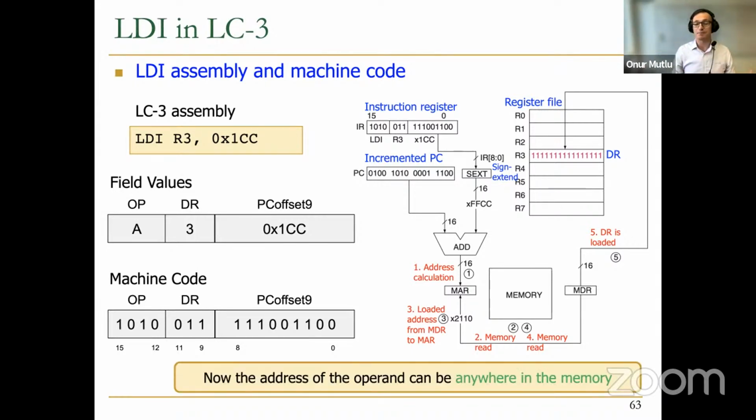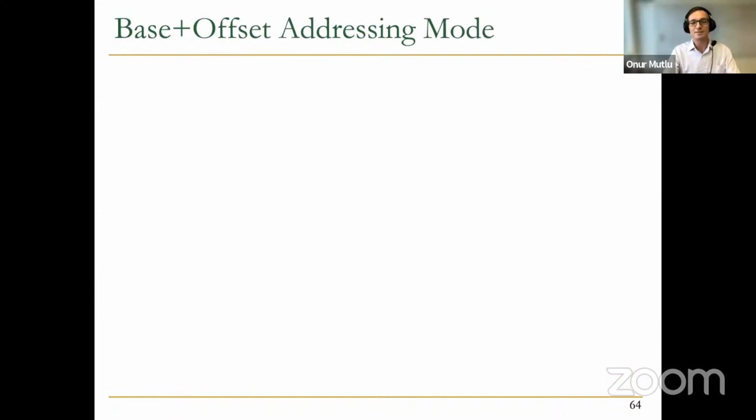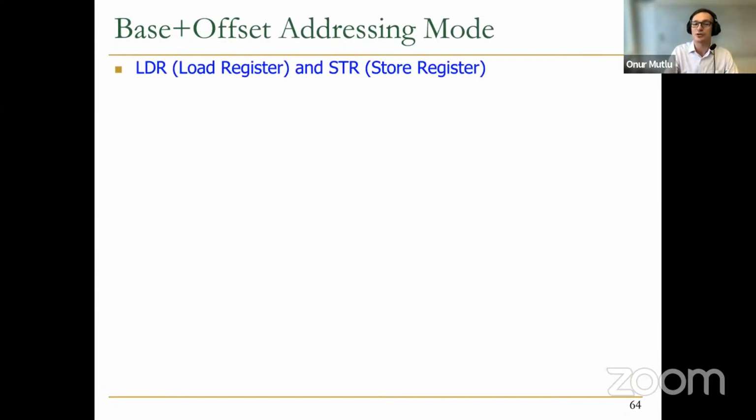But now there's also another powerful thing. Now the address of the operand can be anywhere in the memory. You're not limited to a particular offset that's specified by the instruction. It could be anywhere. By placing the pointers in the right place, you can access all of memory. So that sounds beautiful.